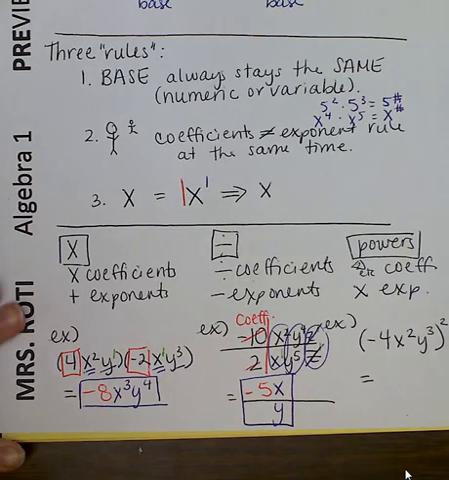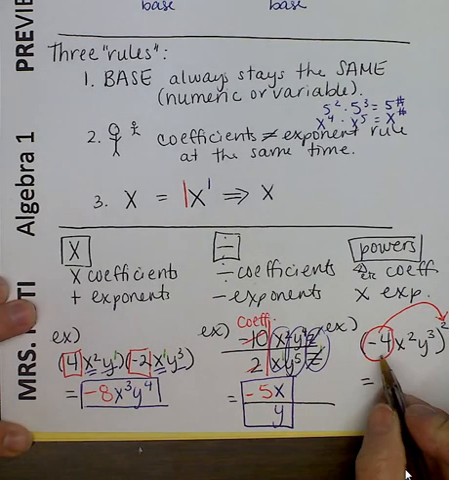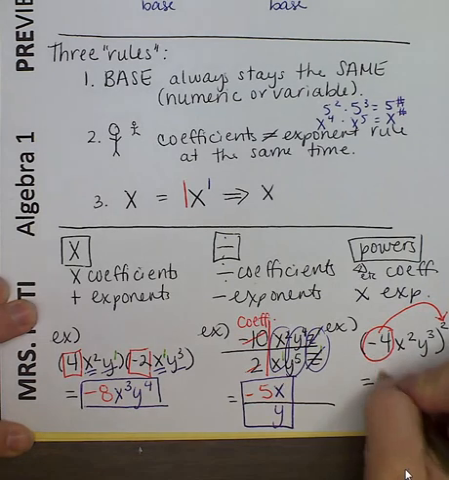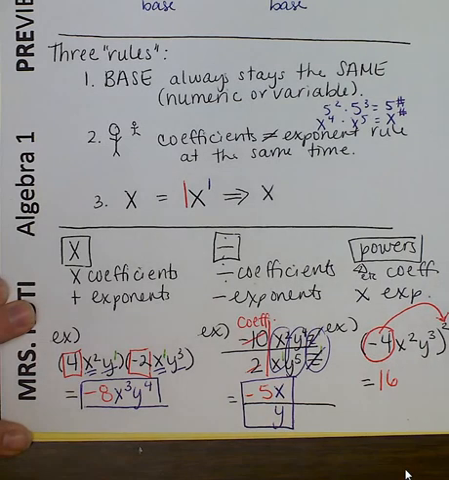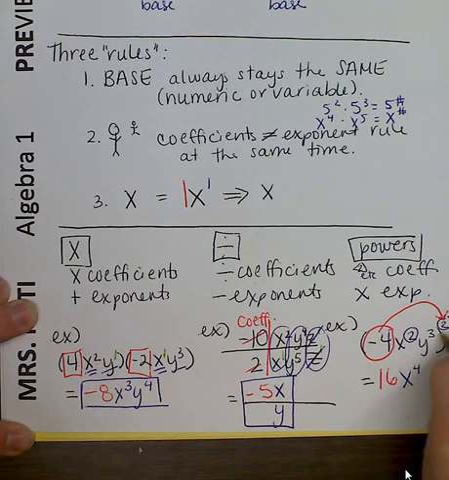Finally, for powers, we're going to take the coefficient and we're going to power that up. So negative 4 squared, or negative 4 times negative 4, which is 16. And then for the bases, we're just going to multiply the exponents. So x to the 4th and y to the 6th.